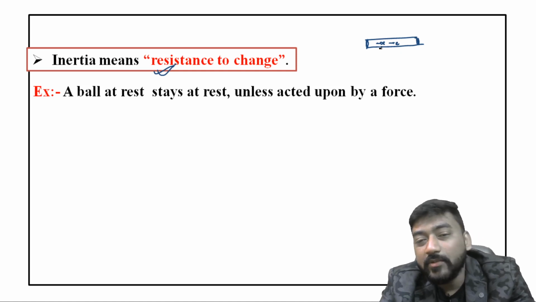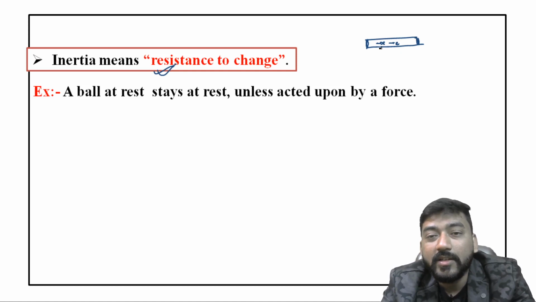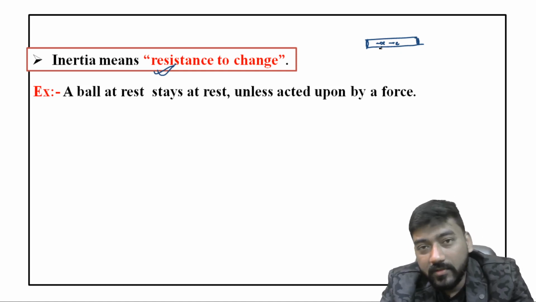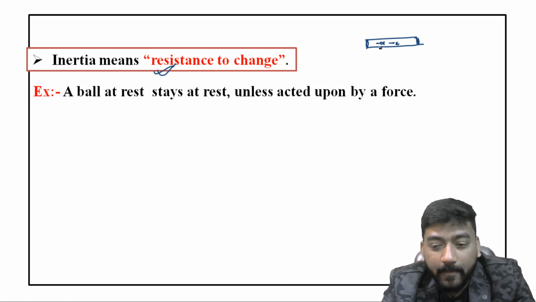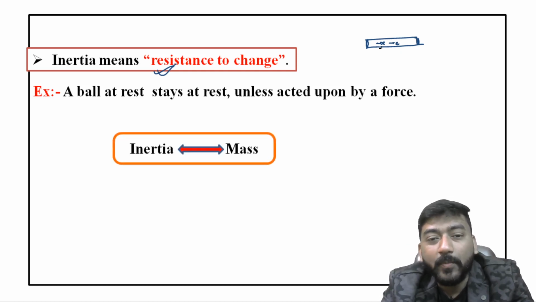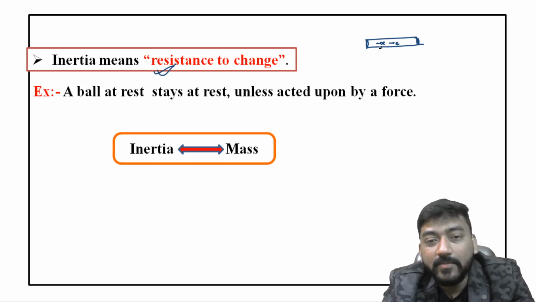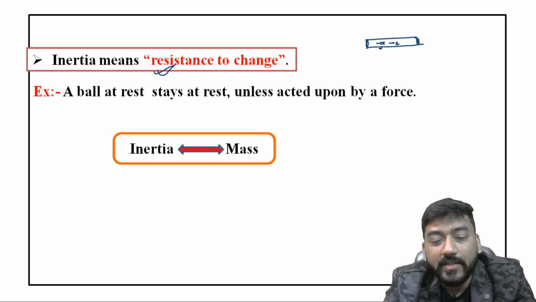And in your daily life you can see many things that are at rest because there is no force to give them motion. Okay, so inertia is basically equivalent to mass. Which object has large mass? That object has large inertia.